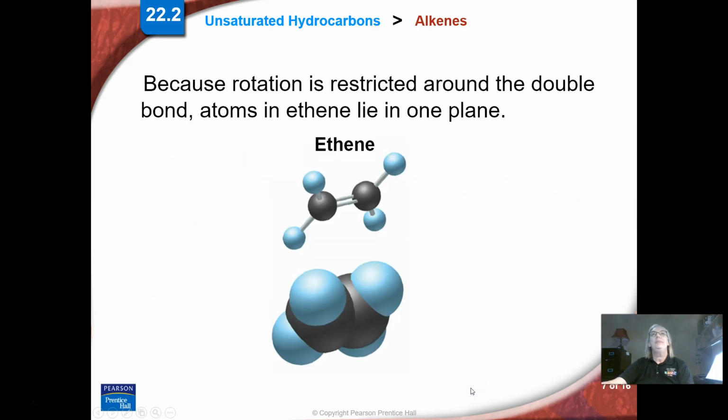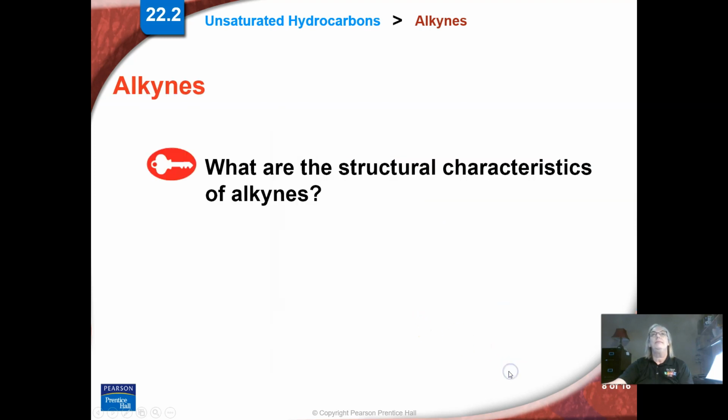So here's ethene, the simplest one. It's got a double bond in the middle, and it makes it hard. You can't rotate these carbons. You can't spin these carbons because of that double bond. So it's nice and flat. It lays in one plane.